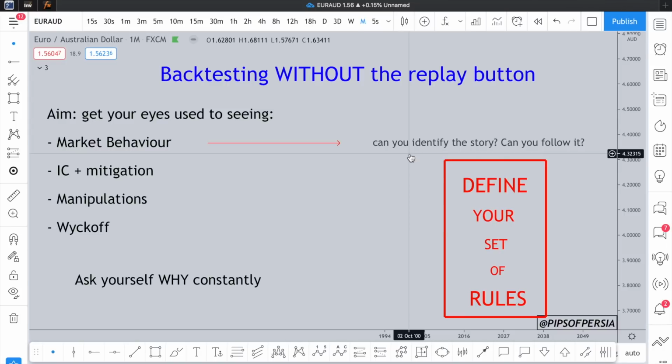Hopefully watching some of the trade breakdowns that I have on this channel, or the market structure series, or even the top-down analysis videos that I have would give you more of a clear direction as to how you can actually formulate your own set of rules.